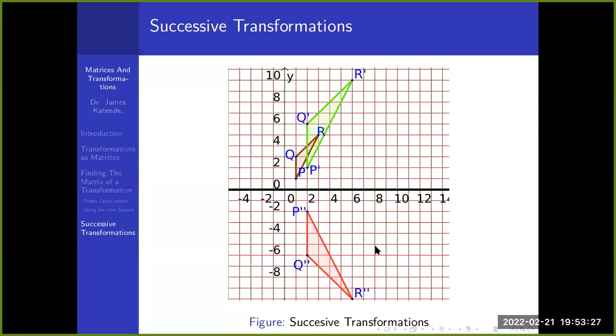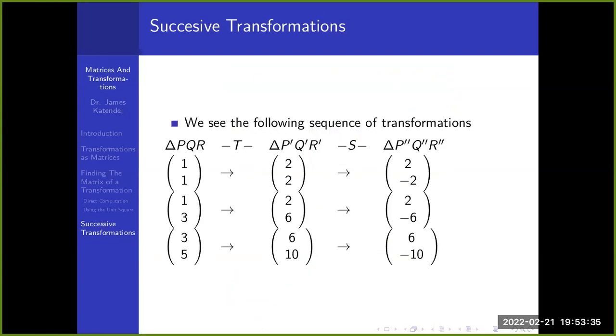So now we have two successive transformations. We started with T followed by S. The order in which you do this matters. So it's important that you observe the order.